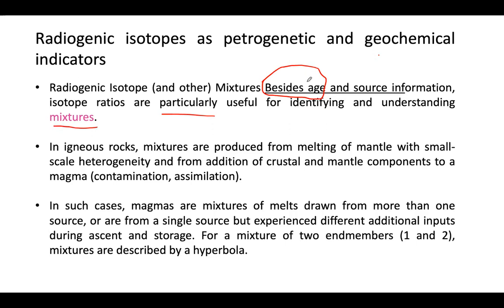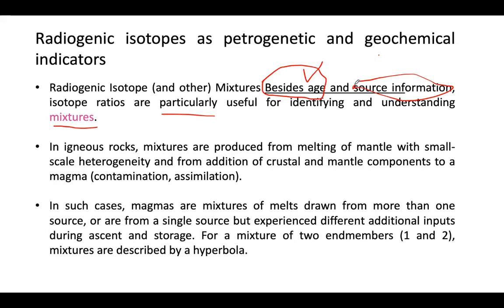So besides age information and also besides the source information, whether it is coming from DMM or from high mu, or what has contributed immensely for a particular rock to form, whether it's EM affected, EM1 or EM2, something like that, right? Those are source information. Besides those, we can use isotopes to unmix a mixture. What do you mean by that? Do you understand? We have mixtures. Mixtures means what? We have different components dissolved together, right? In a single setting.